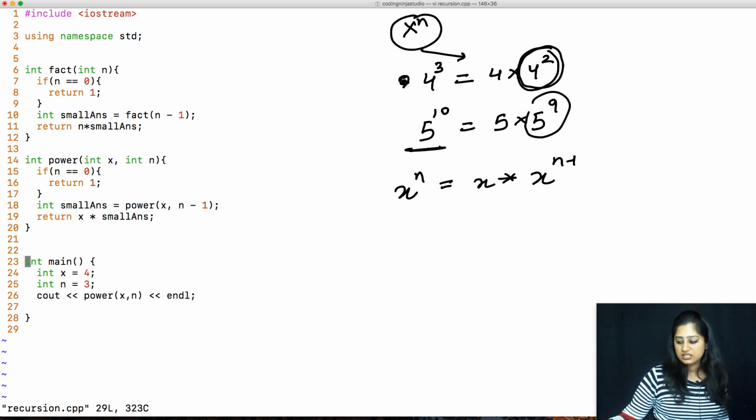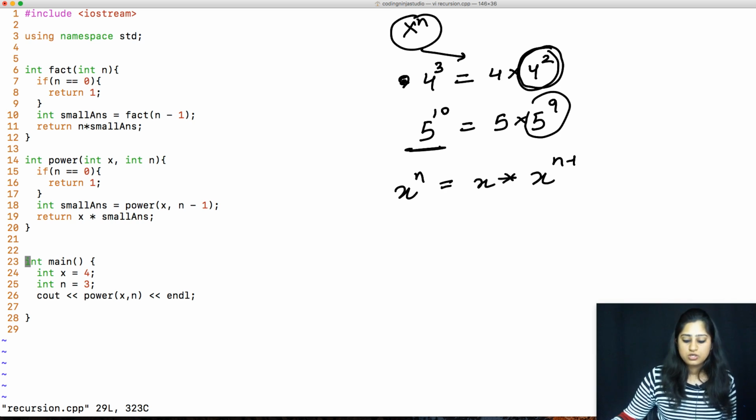Ashwini is asking, can't we directly return? There isn't a problem, Ashwini. I just took a small answer to emphasize the step that I need the answer of the smaller problem first. We can directly return. There isn't a problem there.